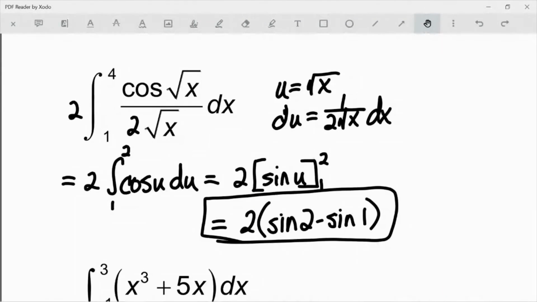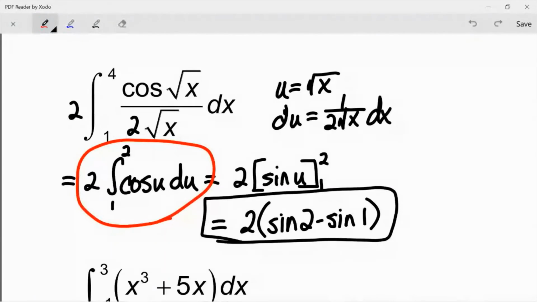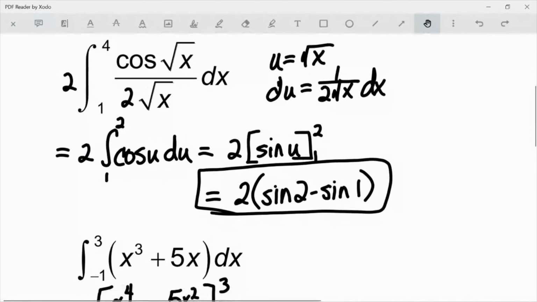And in the end, when I do my substitution, again, if I've done my substitution right, I should end up with an integral that's pretty easy to solve. And at that point, now I've just got an antiderivative of sine, and then I just have to plug everything in. It's pretty simple from there.